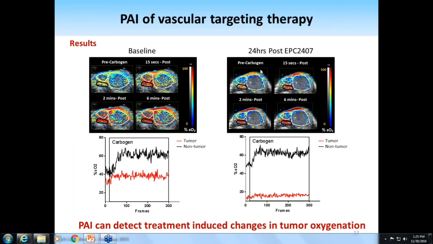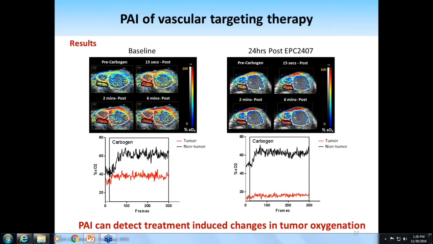However, when we treated these tumors, you can immediately see that at 24 hours post our vascular disrupting agent we had a reduction in pre-carbogen levels inside the tumor. Especially this right lobe right here, you can see that a lot of the signal that we had is now gone, which might indicate that there was some kind of vascular disruption or vascular changes inside that tumor, so that now we are not actually seeing any blood flow in that region.